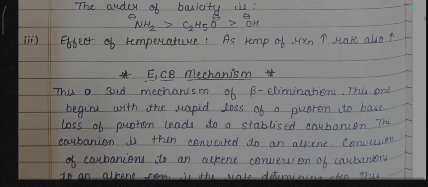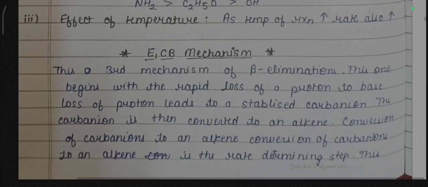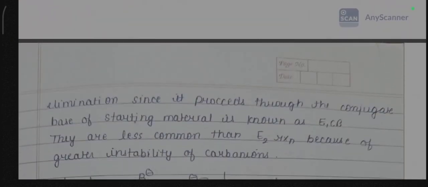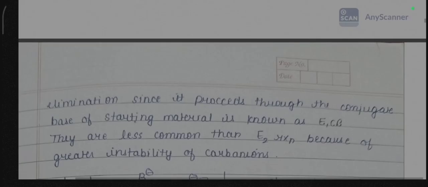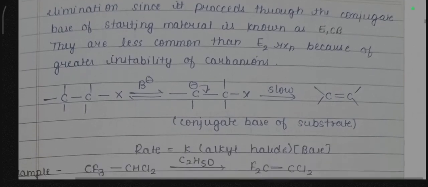E1cB mechanism: this is a third mechanism of beta elimination. This one begins with the rapid loss of a proton to base. Loss of proton leads to a stabilized carbanion. The carbanion is then converted to an alkene. Conversion of carbanion to an alkene is the rate determining step. This elimination, since it proceeds through the conjugate base of the starting material, is known as E1cB. They are less common than E2 reactions because of greater instability of carbanions.